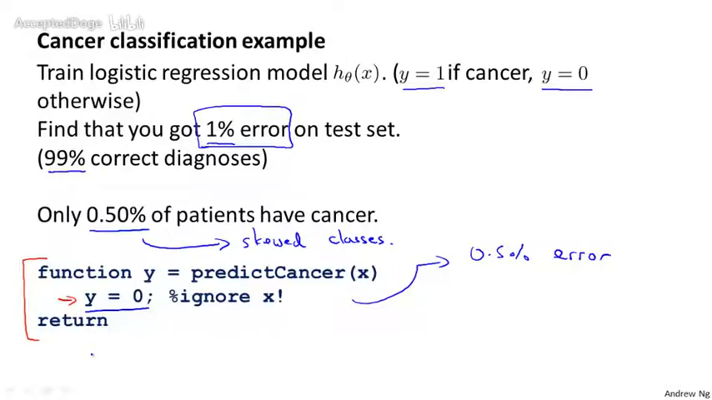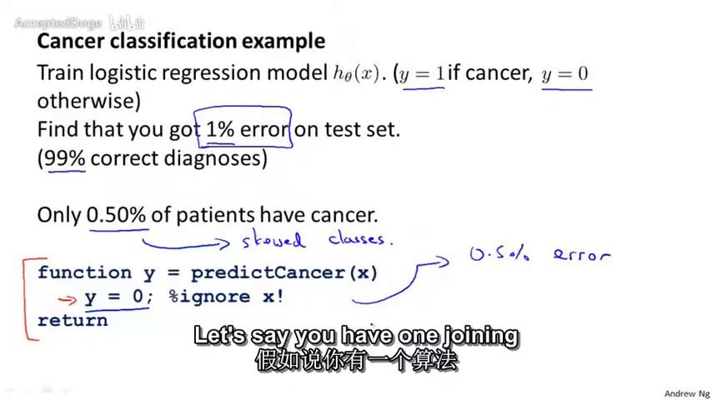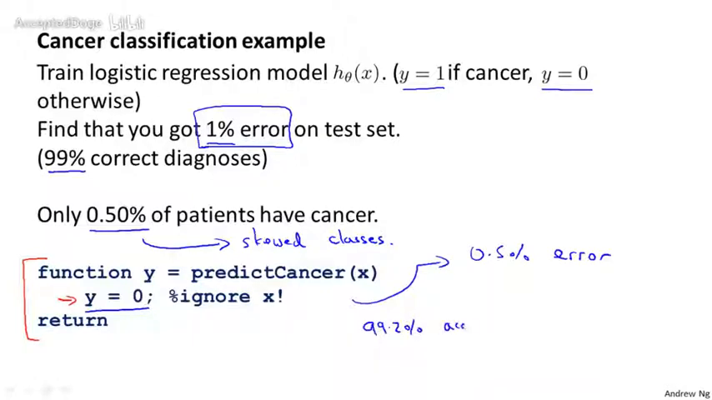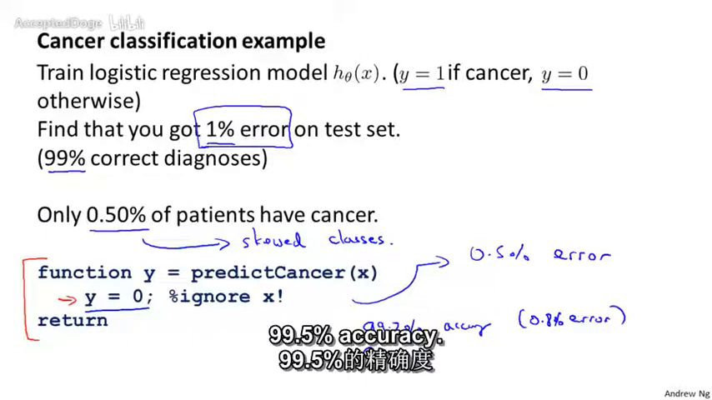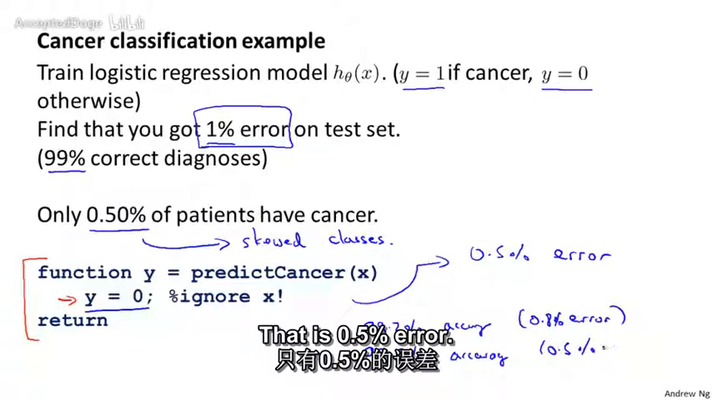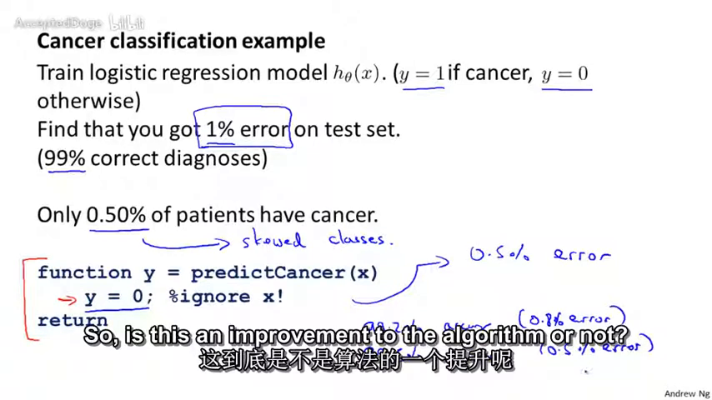So the problem with using classification error or classification accuracy as our evaluation metric is the following. Let's say you have one learning algorithm that's getting 99.2% accuracy. So that's a 0.8% error. Let's say you make a change to your algorithm and you now are getting 99.5% accuracy. That is 0.5% error. So is this an improvement to the algorithm or not?